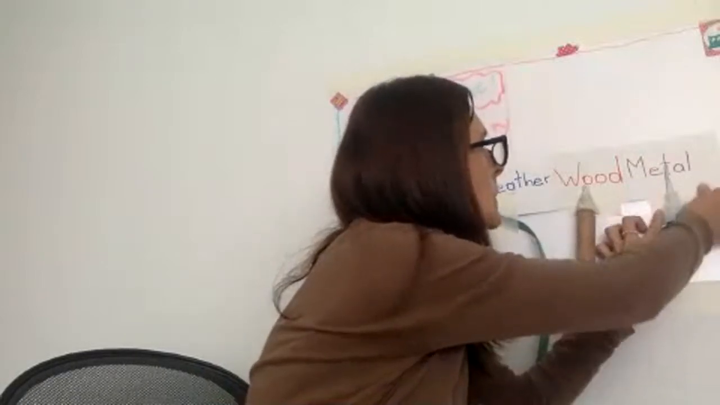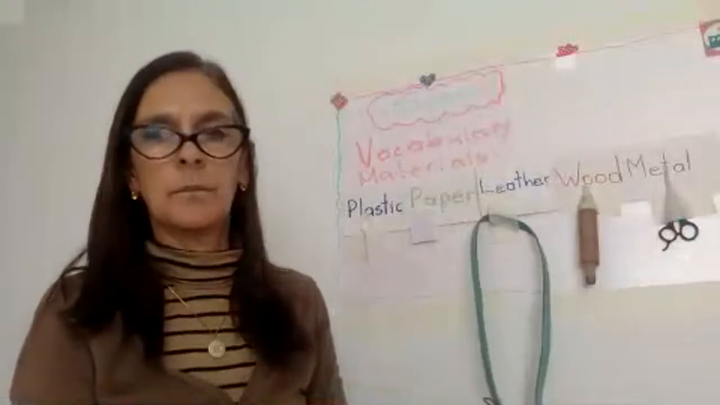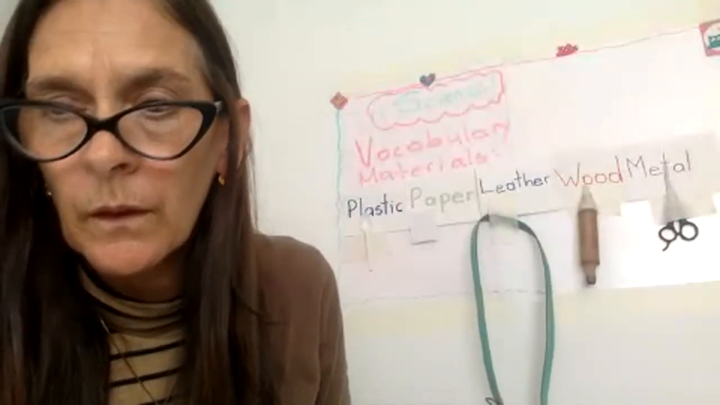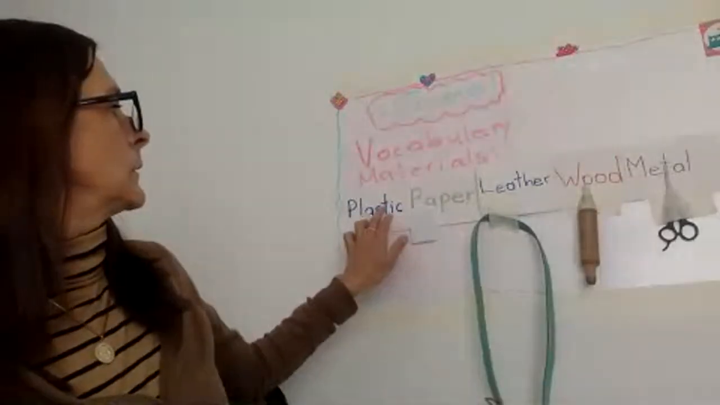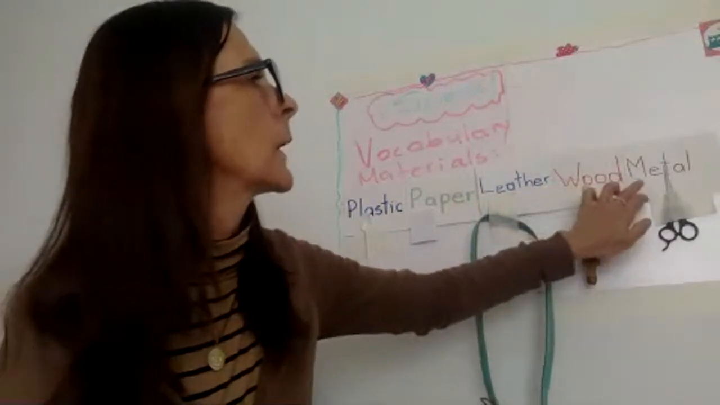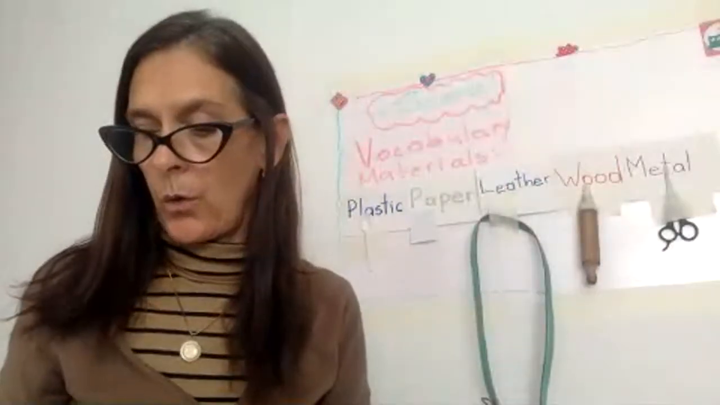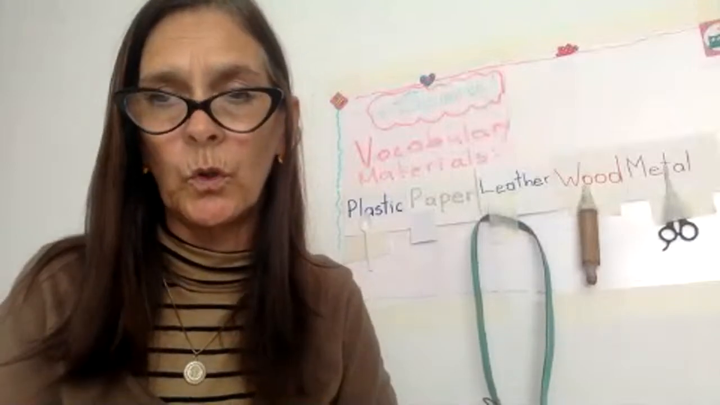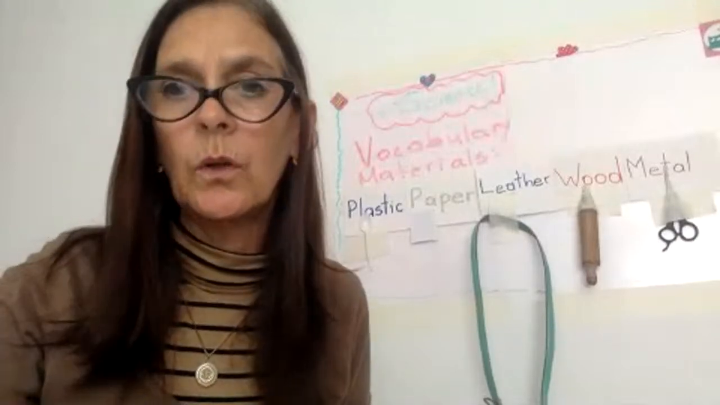Okay, here we go. So, excellent. So we have the plastic, paper, leather, wood, metal. Now I have two more words that we are going to review.